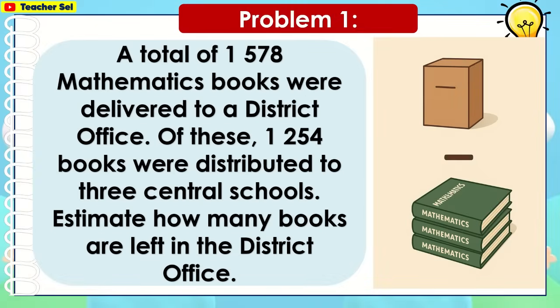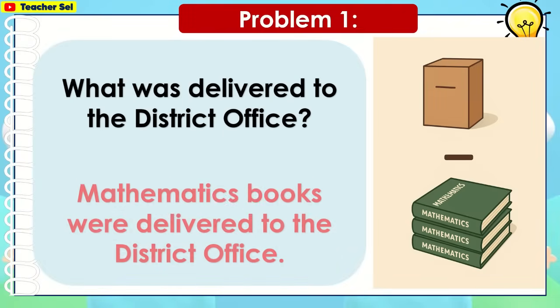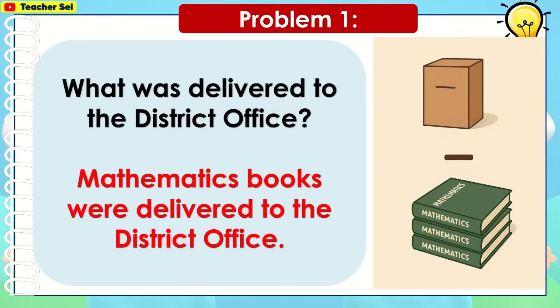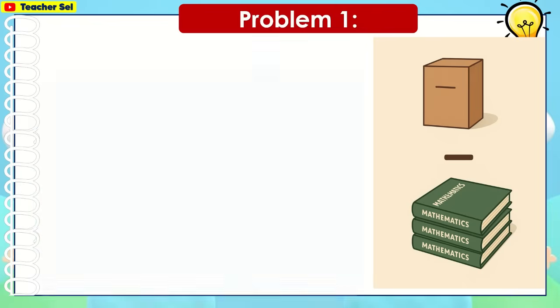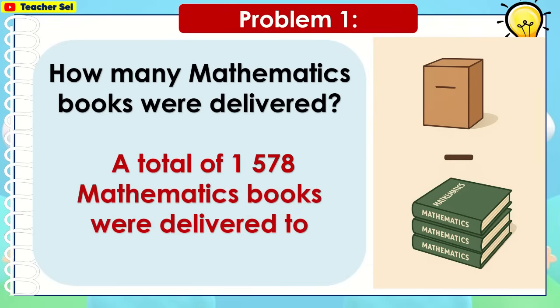For problem 1, a total of 1,578 mathematics books were delivered to a district office. Of this, 1,254 books were distributed to 3 central schools. Estimate how many books are left in the district office. What was delivered to the district office? Mathematics books were delivered to the district office. How many mathematics books were delivered? A total of 1,578 mathematics books were delivered to the district office.